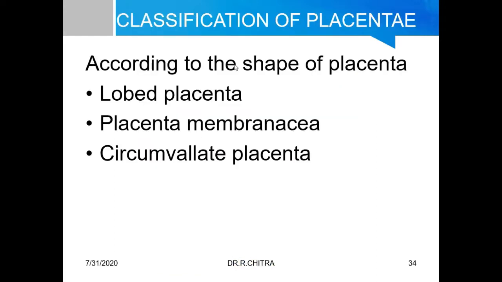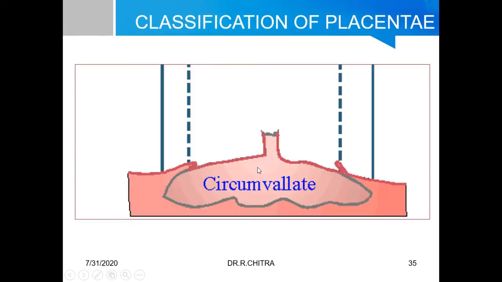According to the shape of the placenta, lobed placenta, it may exhibit two or more lobes. Placenta membranacea, it is diffuse and thin. Chorionic villi project from the entire blastocyst cavity. Circumvallate placenta is when the peripheral margin of the placenta is surrounded by a sulcus, so that it is overlapped by a circular fold of placenta. So this is the circumvallate placenta. Same as you have learnt in the circumvallate papillae. Whenever it has a sulcus surrounded by a circular elevation, then it will be called circumvallate.